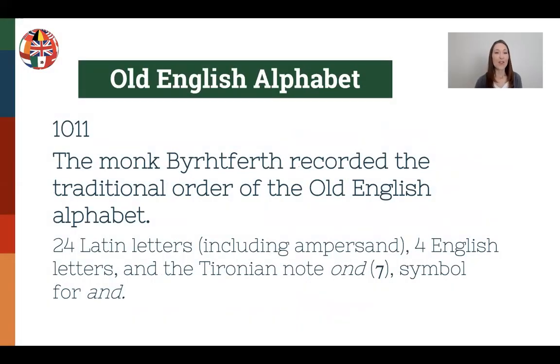All right, the Old English alphabet then in 1011 was written down by a monk named Byrhtferth, and he recorded the traditional order, which is 24 Latin letters, including the ampersand, which is the Latin symbol for and, 4 English letters, and the Tironian note ond, which looks like the number 7, and it's a symbol for and as well. So that was just kind of a shorthand note that was created by Tiro.